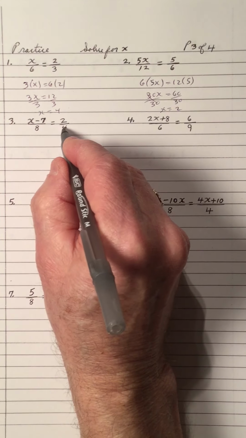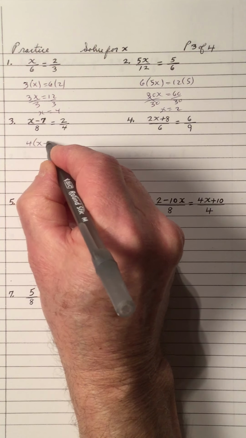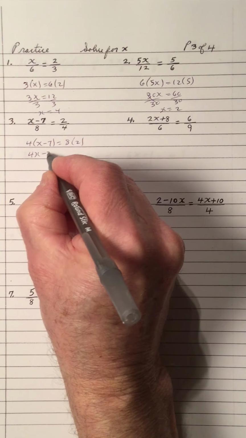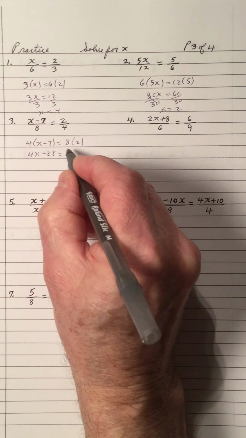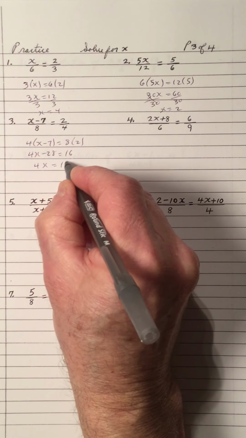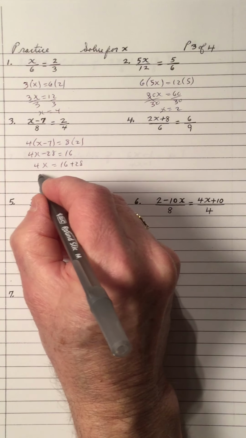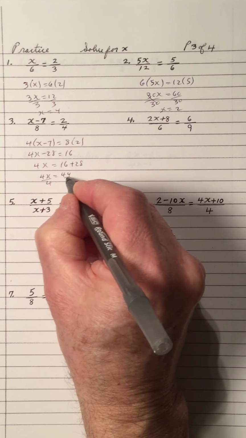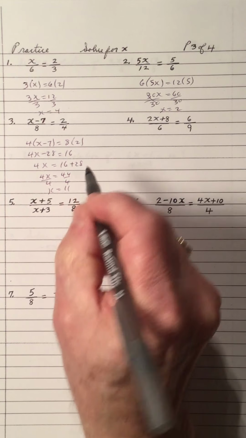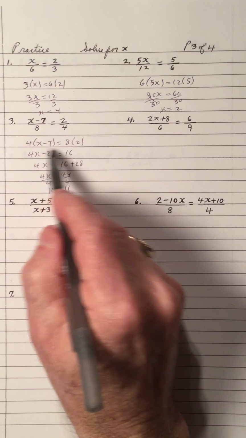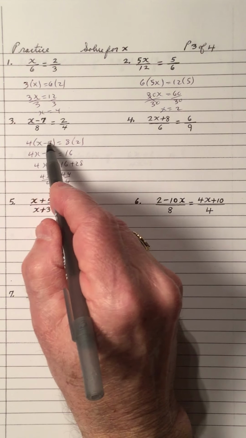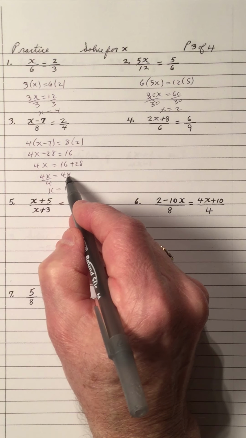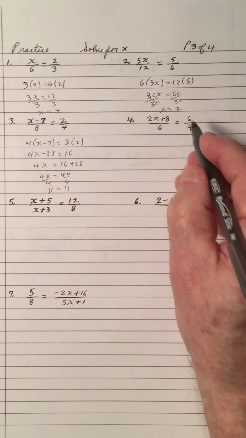Cross multiply. 4 times x minus 7 equals 8 times 2. 4x minus 28 equals 16. 4x equals 16 plus 28. 4x equals 44. Divide by 4, x equals 11. So notice I cross multiplied it out. 4 times x, 4 times 7, and 28 moves over to become a plus, added up to 44, divided by 4. 11 is the answer.